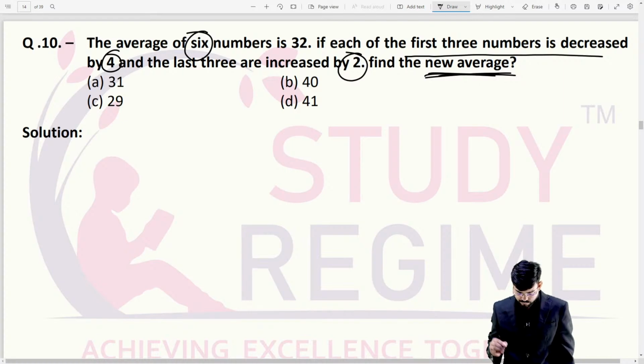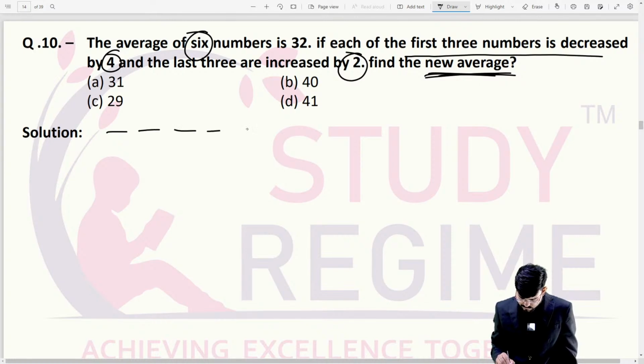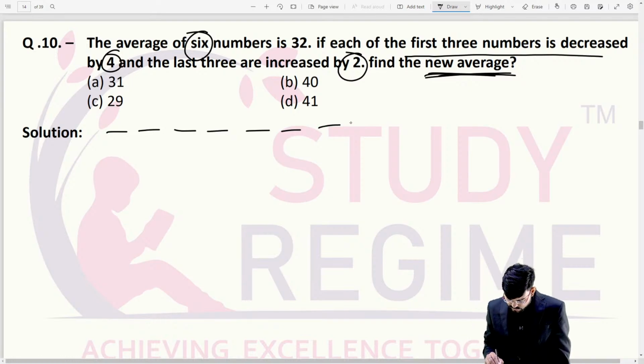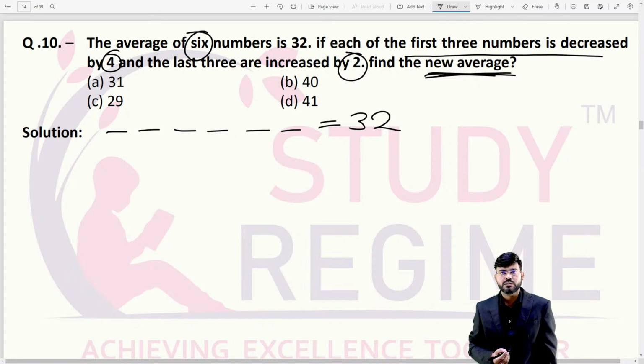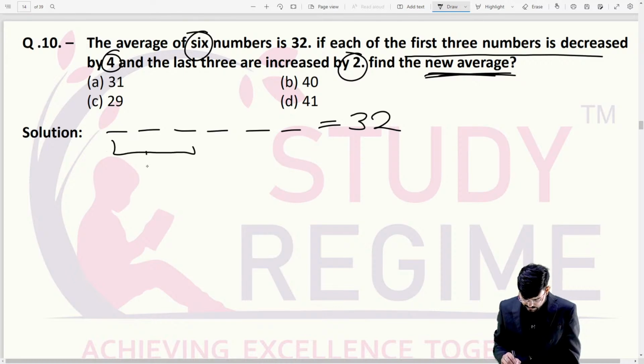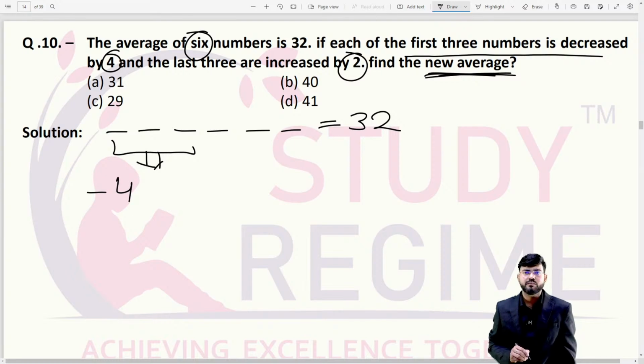Very easy. Let's see how we will solve this. Let's see, there are 6 numbers 1, 2, 3, 4, 5, 6. These are the 6 numbers and the average of these 6 numbers is equal to 32. It is given in the question. Now read the next line. The first 3 numbers are decreased by 4. So they are decreased, that is why I am putting a minus sign over 4.